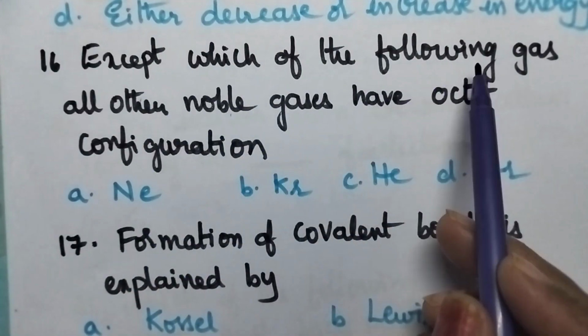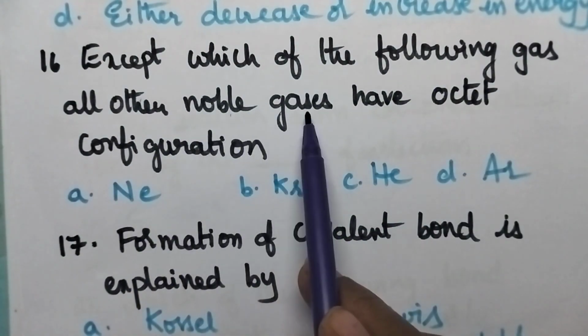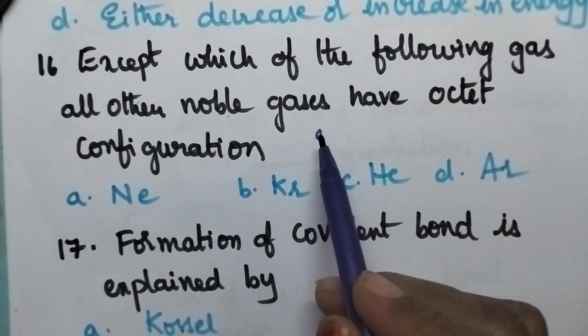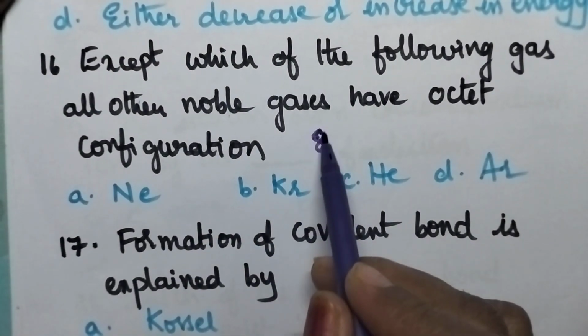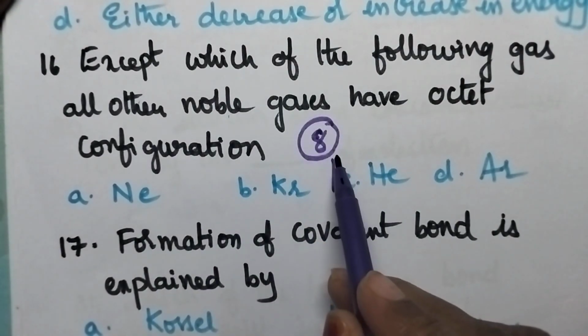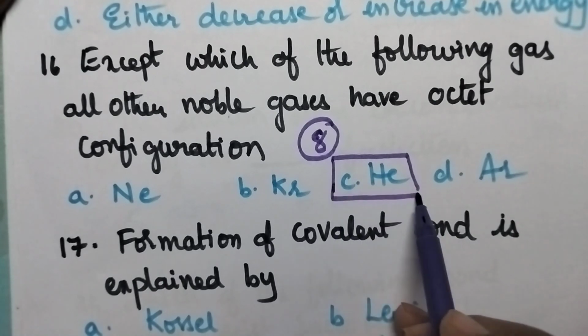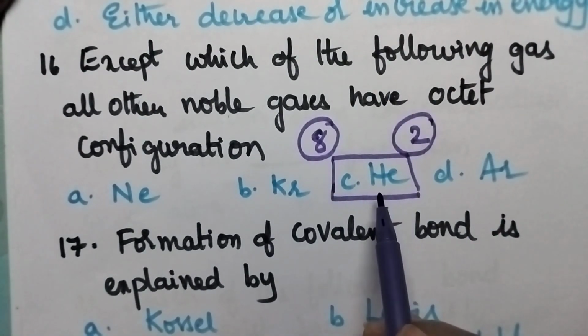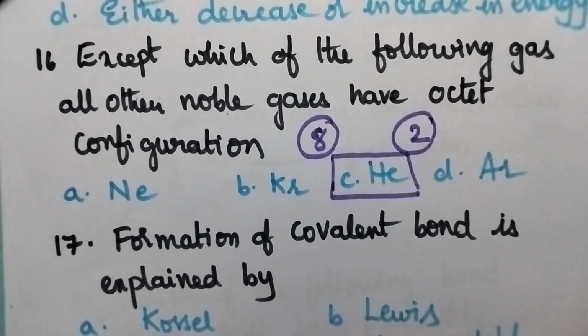Except which of the following gas? All other noble gases have octet configuration. Octet configuration means 8 electrons in the outermost orbit. So especially coming to option C, that is helium, it contains only 2 electrons in the outermost orbit. So option C, helium, is the right answer.